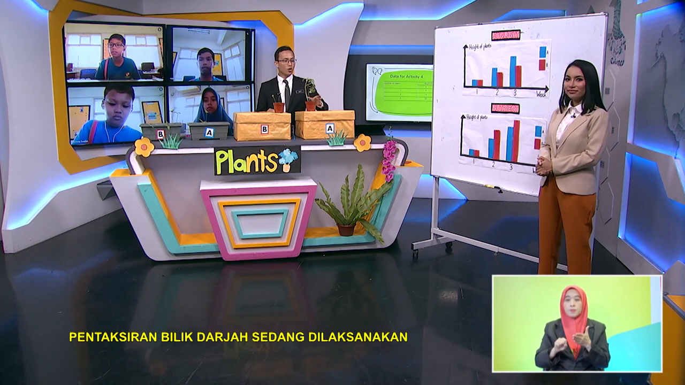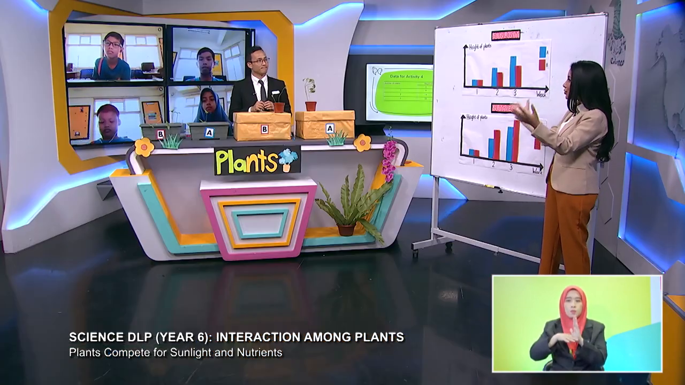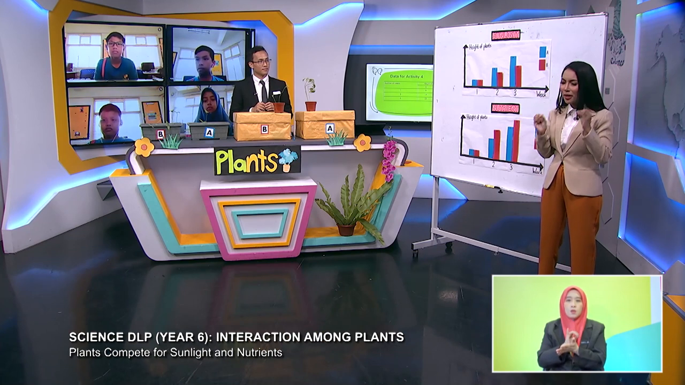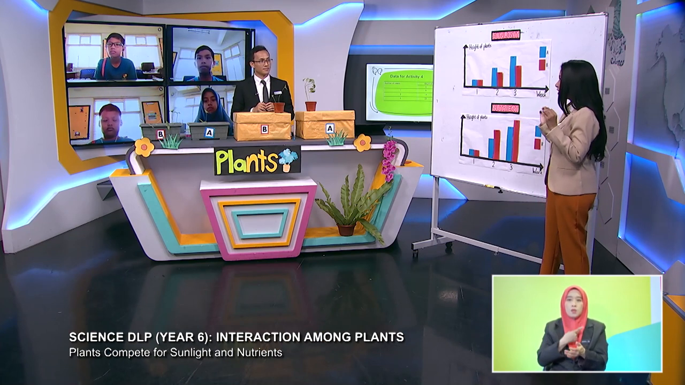And perhaps, Mr. Q, for this segment, you can give a bit of a summary of what we've learned. From this segment, what we learn is that plants compete for sunlight, and also plants compete for nutrients. When plants compete for sunlight, they actually grow higher, taller. But for nutrients, if they have to compete, they are actually smaller, shorter. I see, Mr. Q. And also, you've emphasized that it is a must to water your plants every day, right?